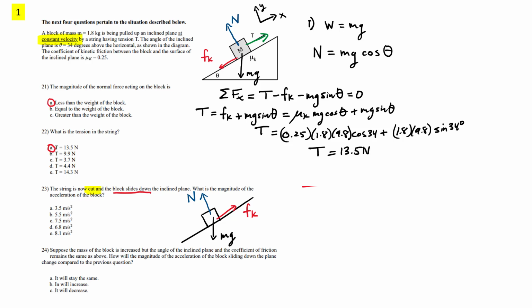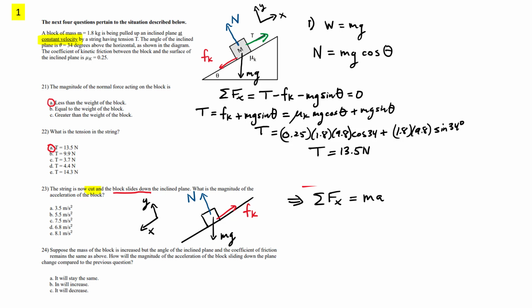Since they're asking for acceleration, this sounds a lot like Newton's second law, right? Newton's second law has acceleration baked into it. So I'm going to choose a coordinate system where this is x and that is y. Now let's add all the forces in that x direction, and they have to be equal to the mass of the block multiplied by the acceleration of the block. So what are the forces in the x direction?